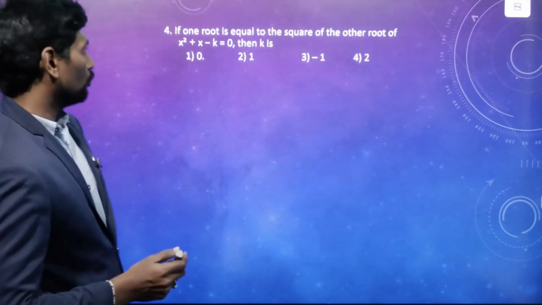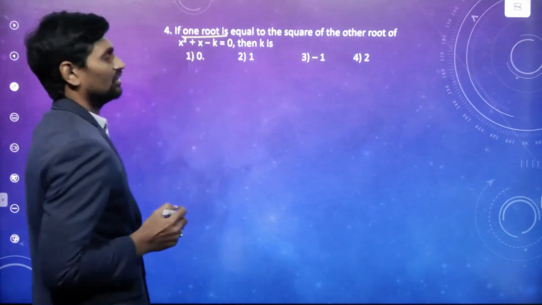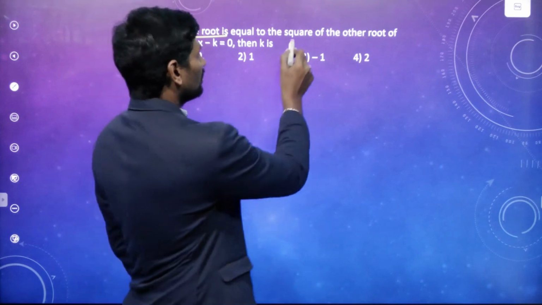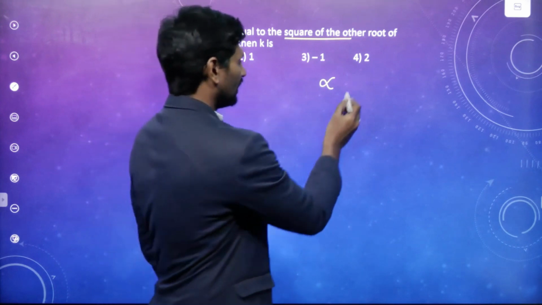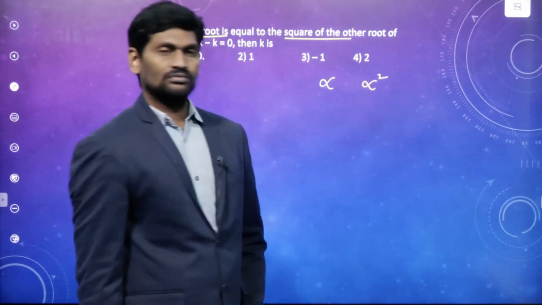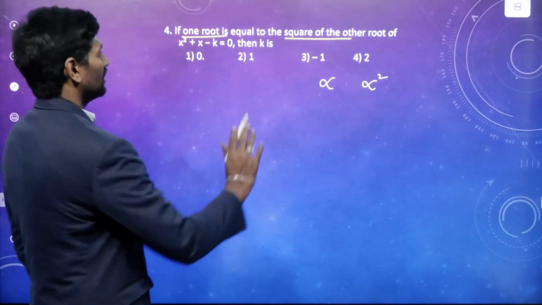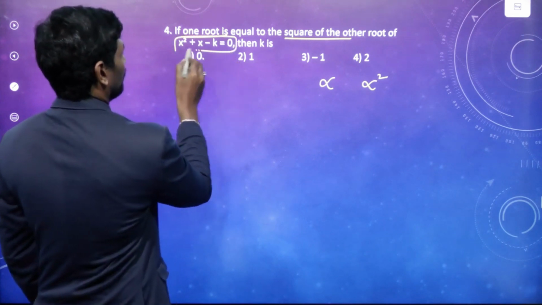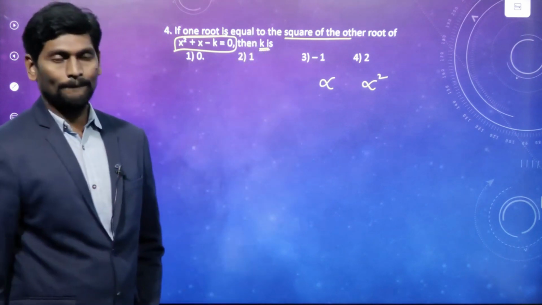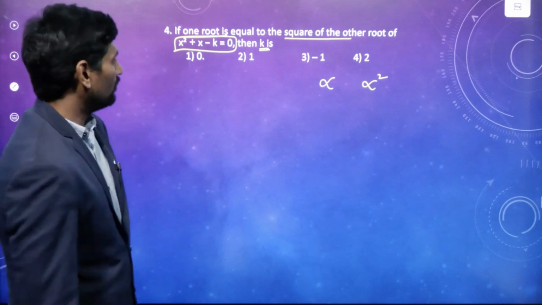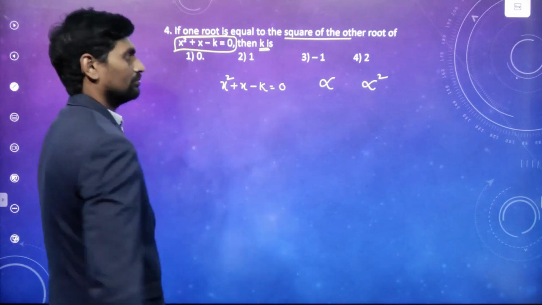Next problem. One root is equal to the square of the other root. Here the problem is different. If you take one of the roots as alpha, then the other root is alpha square. So these are the roots of x square plus x minus k equals to 0. We need to find the value of k. The given quadratic equation is x square plus x minus k equals to 0.